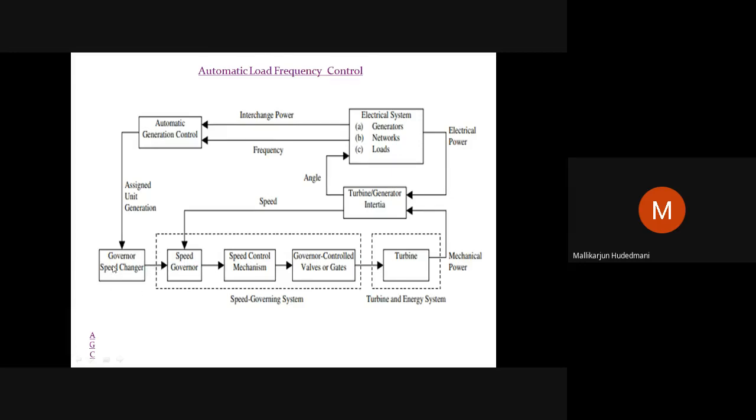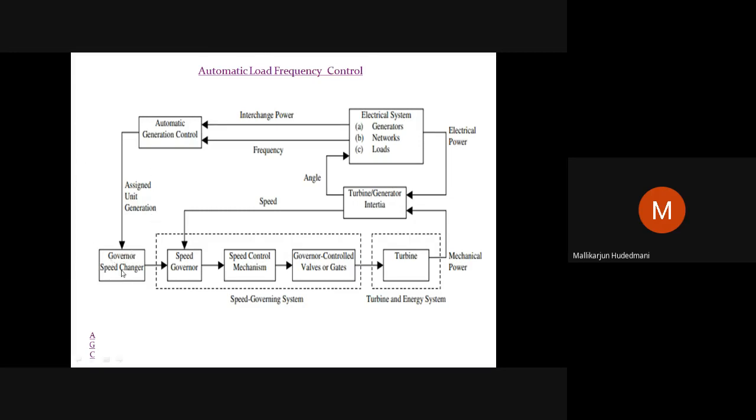In one of the objective questions I have asked, which control loop is responsible for setting up of speed set points? It is the secondary ALFC. It means ACE is a stimulus for that. So that I wanted to project to you.